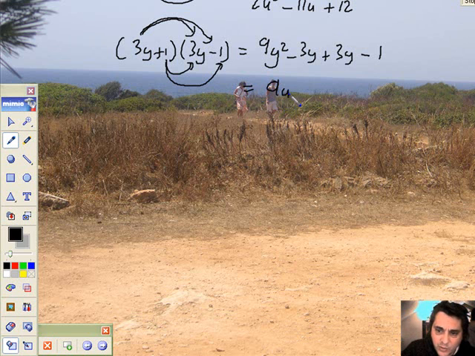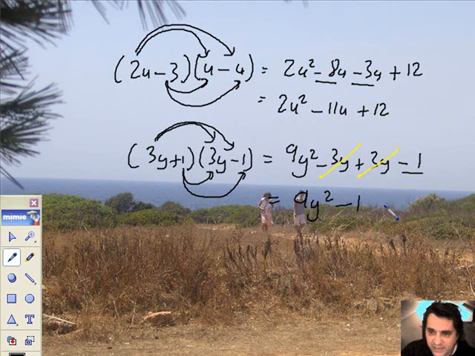Squish it up a little bit, you've got 9y squared, and yellow means I'm going to cancel the minus 3y plus 3y, which is 0, and we're left with 9y squared minus the 1 at the end. Don't forget it's minus, it says so there in black and white, or black and blue, should we say, because of the sky.